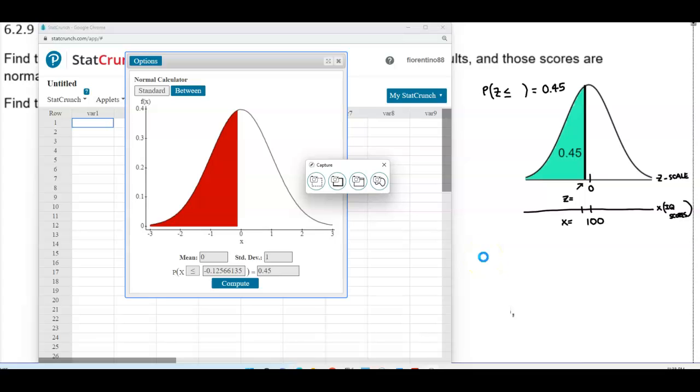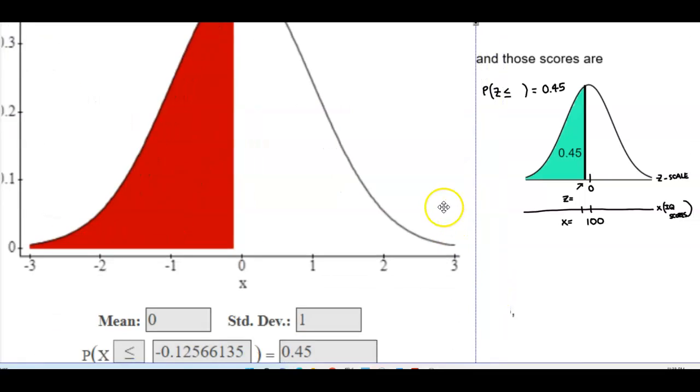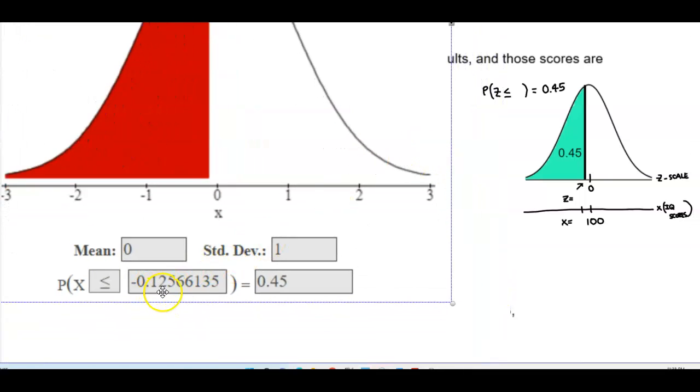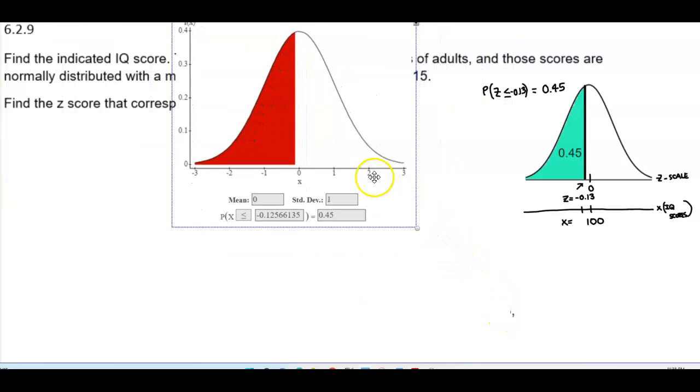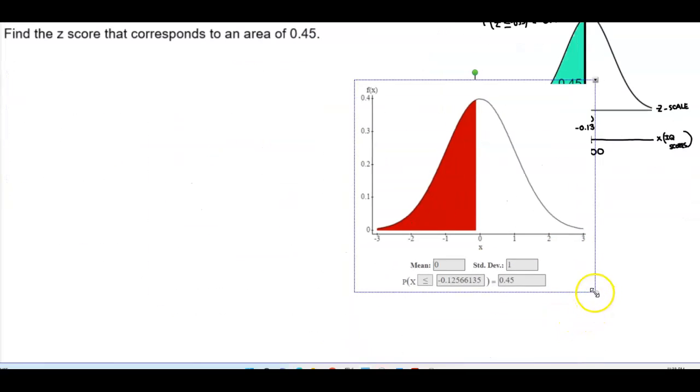Let's take a look at that. Here you can see we get a z-score. We're going to round that to 2 decimal places. It's going to be negative 0.13. Since it's to the left of 0, that looks like it's correct. So z being less than or equal to negative 0.13 gave us that area. Now that we've found our z-score, what we want to do is find that value for x.